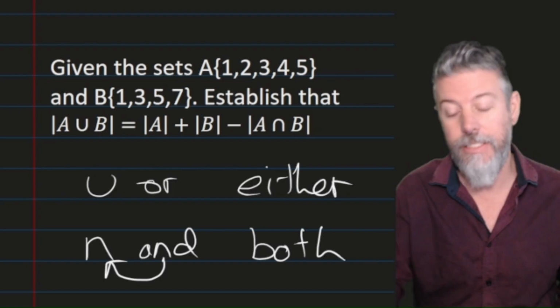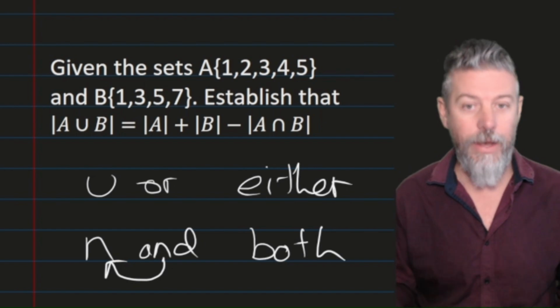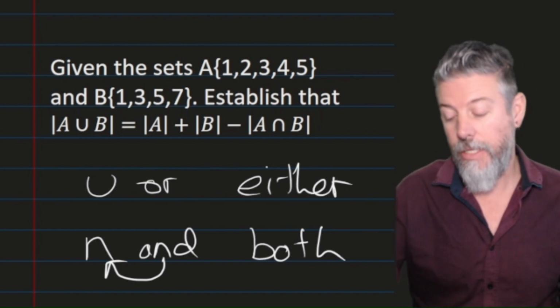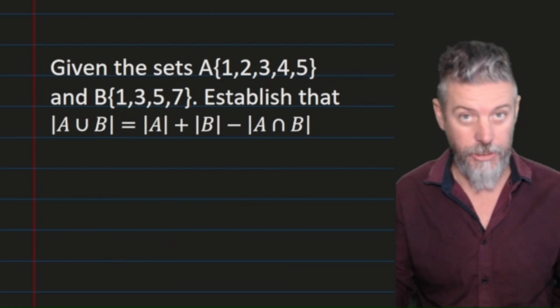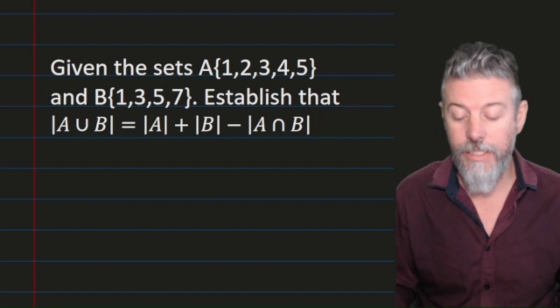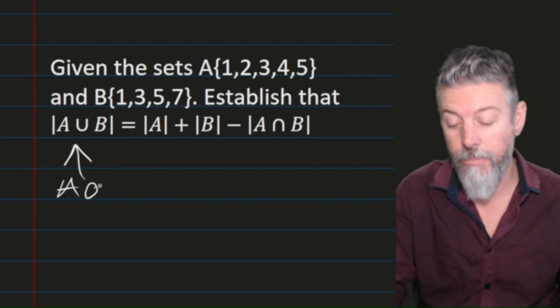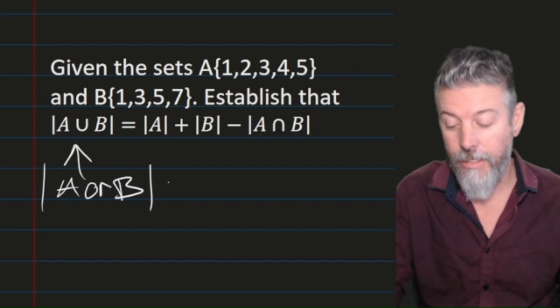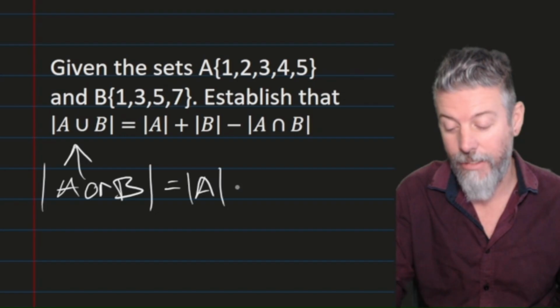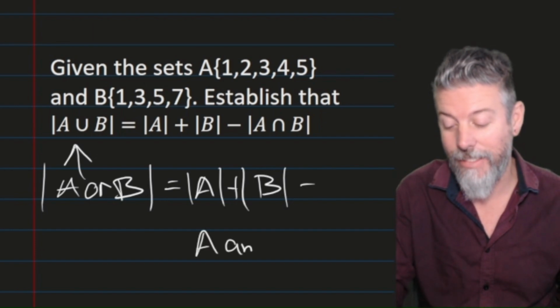Okay, if an element is in either set, then that would be or. If an element's in both sets, then that would be and. Okay, so that's establishing what these mean. So therefore, what is this expression actually asking us to find? Well, this one here, remember, is our or. The amount of elements in A or B is equal to the amount of elements in A plus the amount of elements in B minus the amount of elements in A and B.